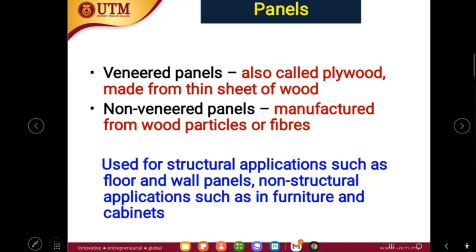On the other hand, non-veneered panels can be made from wood particles and also from wood fibers. The wood particles are, for example, the waste wood, the small chips, which people normally throw away. They collect these chips, mix them with resin, and then press them into a board. That is what we call particle board or fiber board. That is an example of the non-veneered panel.